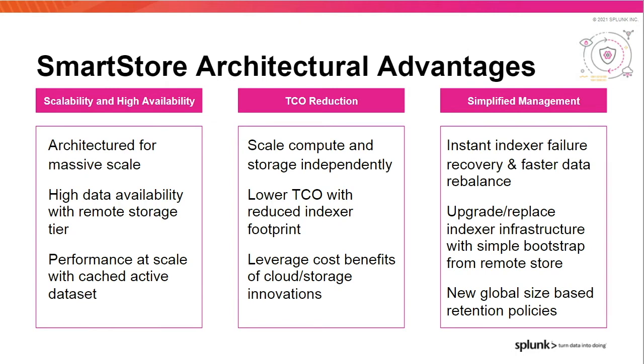Second is the TCO reduction, decoupled compute and storage. Warm and cold data can be in remote storage, and hot and recently accessed data on indexes, and longer data retention by independently scaling your storage. Essentially, it's a lower TCO with S3 and S3 API compliant object storage. Finally, simplified management, reduced indexer footprint, and faster node recovery.